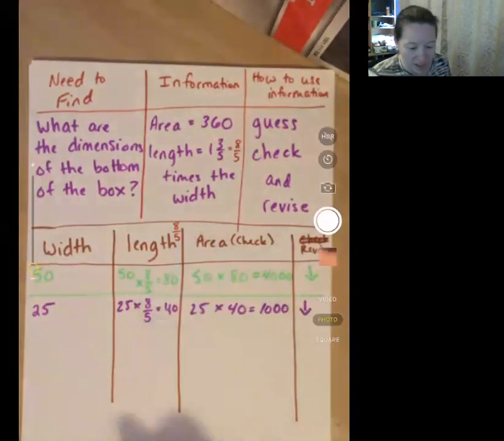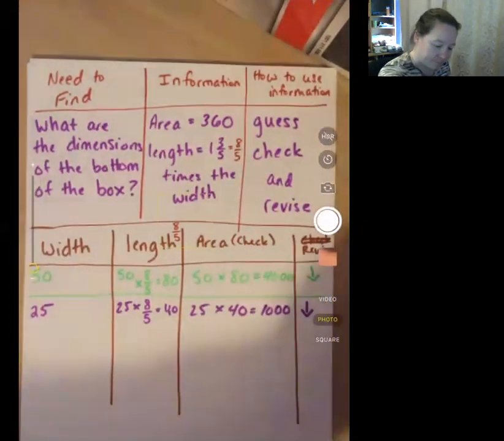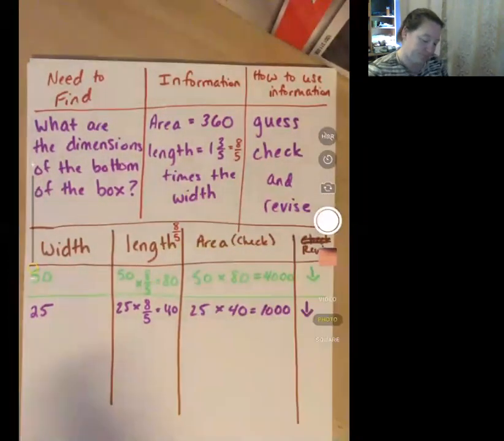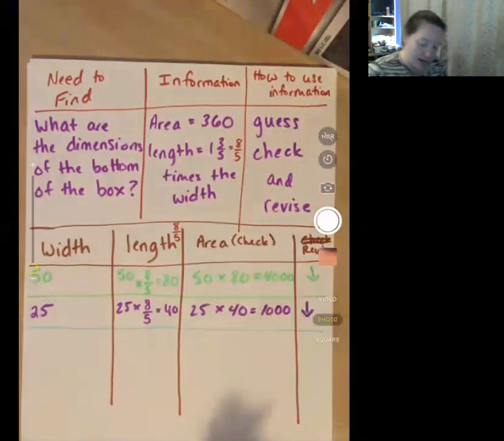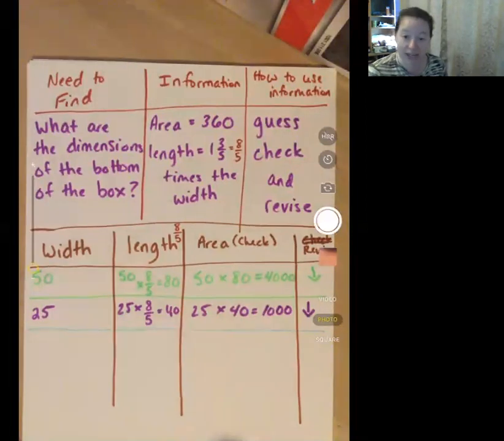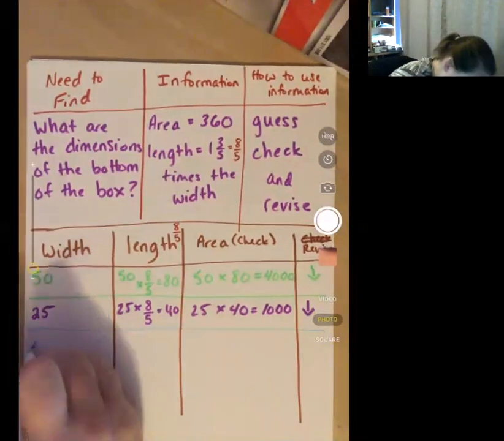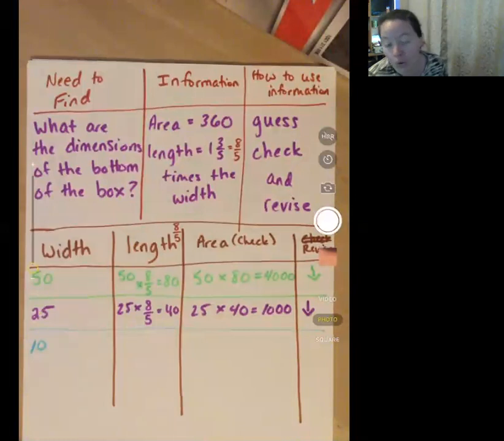Let's try 10 this time, see how that one does. You note how I'm picking whole numbers until I get close. Once I get close, I'll start trying to put in fractions, but for right now, I'm still trying to zero in on about where it's going to be.